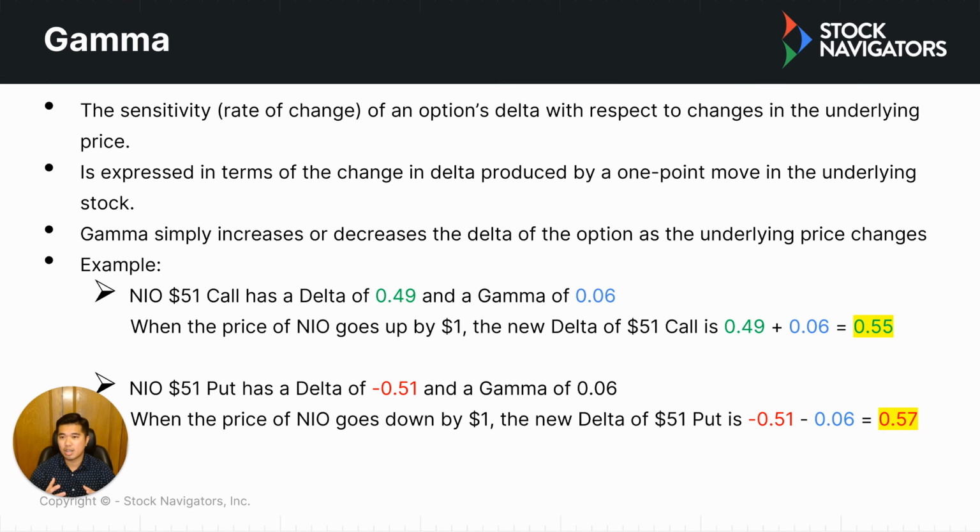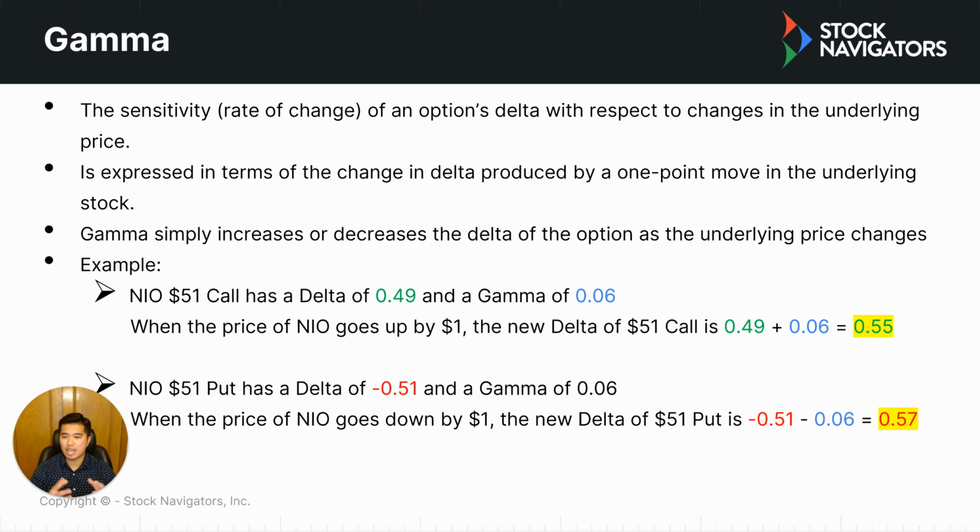So the next Greek that we're going to look at is gamma. So what is gamma? Gamma is the sensitivity, or the rate of change, of an option's delta with respect to the change of the underlying price. Meaning when the delta changes, that change happens because of gamma. So gamma is an additional factor that affects the change of delta as well. Gamma is expressed in terms of the change in delta produced by a 1 point move in the underlying stock. The gamma simply increases or decreases the delta of the option as the underlying price changes.